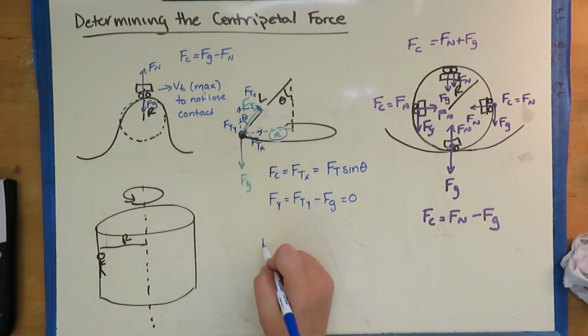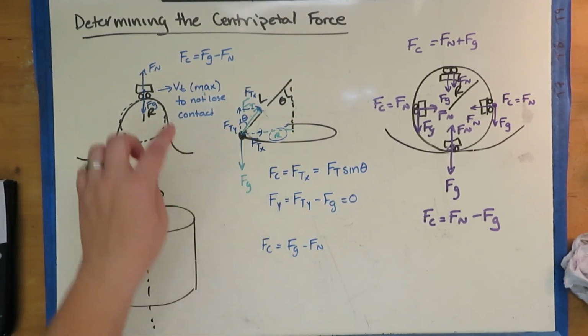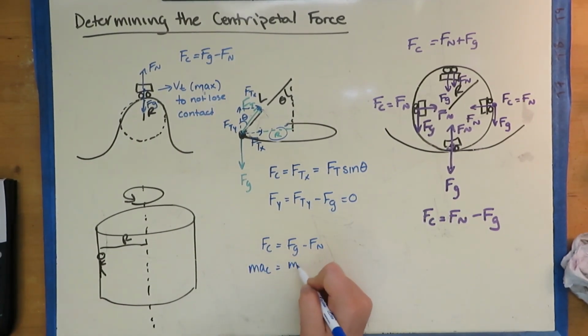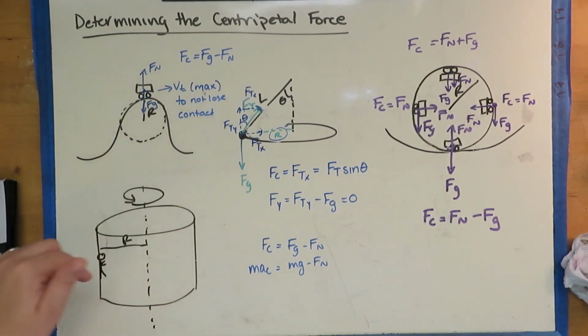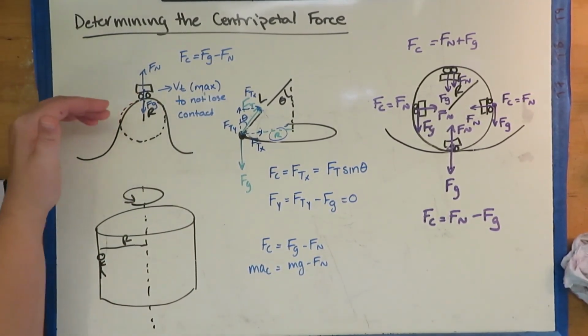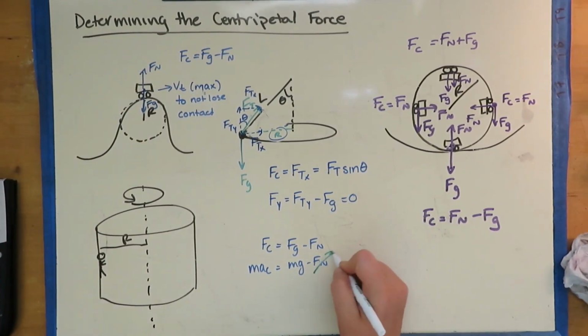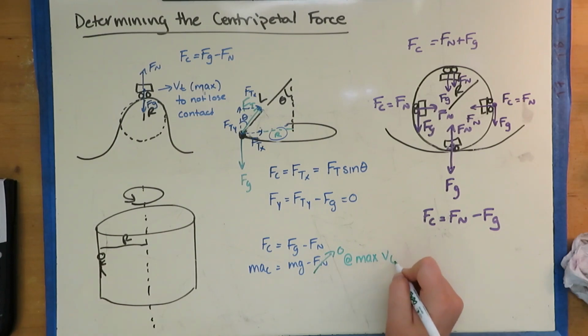So if I take a look at that centripetal force equation, it's going to be Fg minus Fn. Then if I look for that speed, I'm going to once again do MAC is equal to mg minus Fn. So if I don't want to lose contact, at the point right before I lose contact, once again, I'm touching but not pressing. So we're going to assume that our normal force goes to 0 at the max speed to not lose contact.